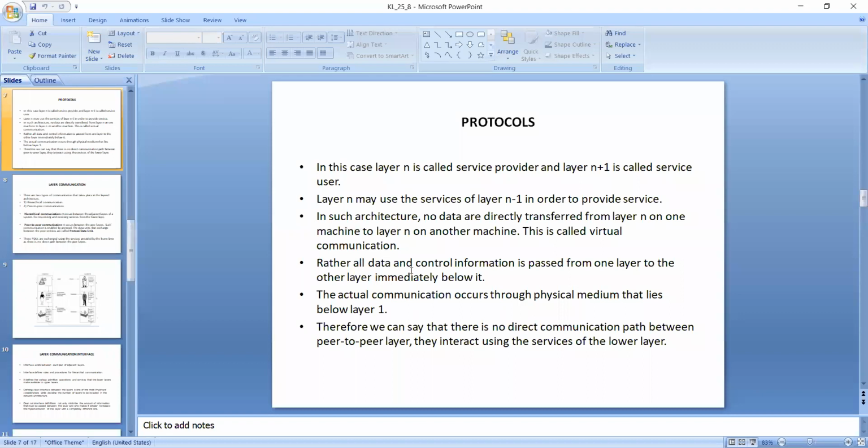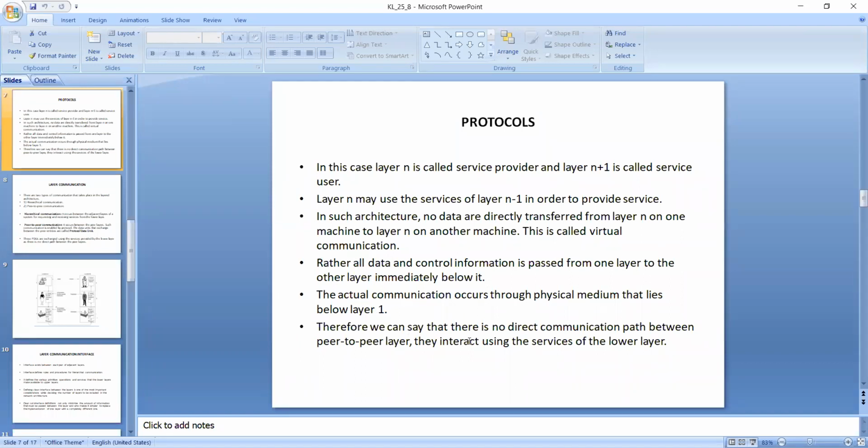Rather, all data and control information is passed from one layer to the other layer immediately below it. So from fifth layer to fourth layer, from fourth to third, from third to two to one, and through the physical media, the data is transferred. The actual communication occurs through the physical medium that lies below layer one. So there is a physical medium below layer one, and the actual communication takes place there only.